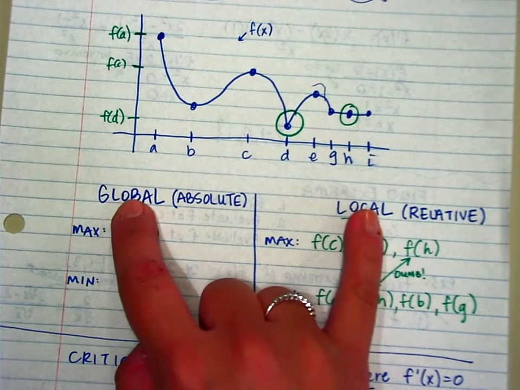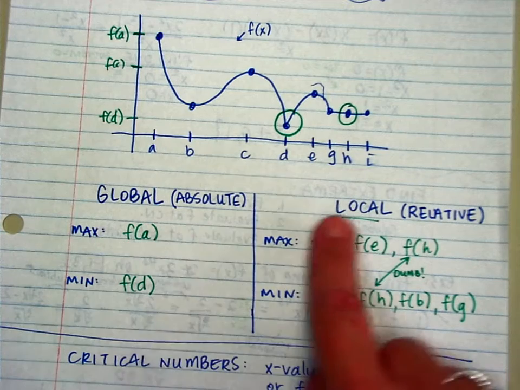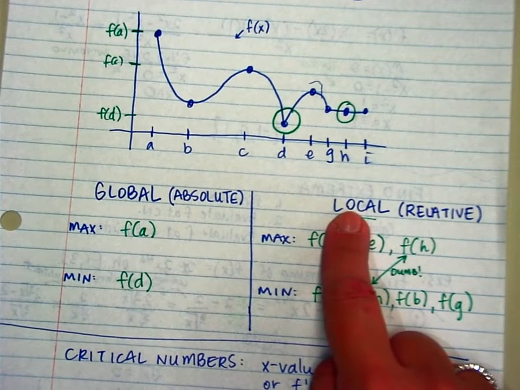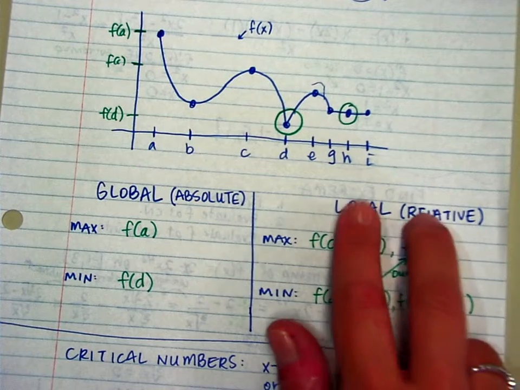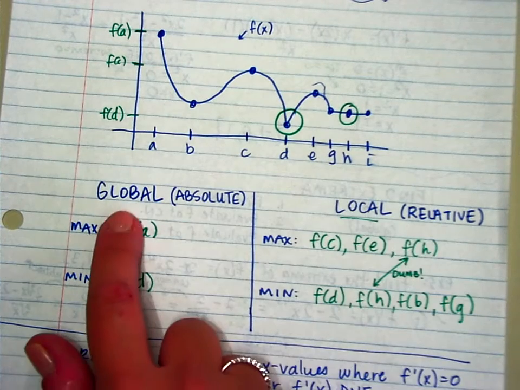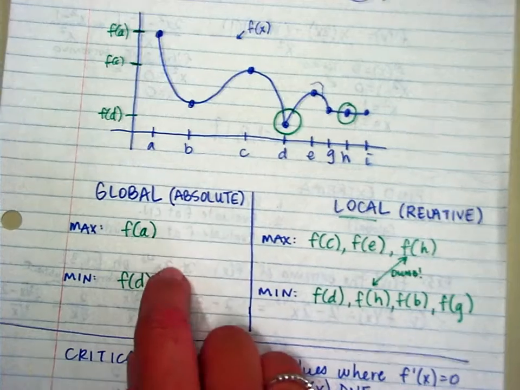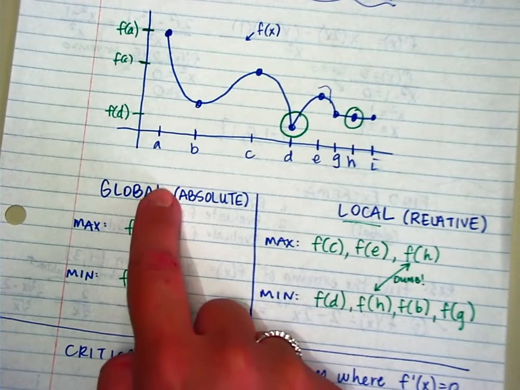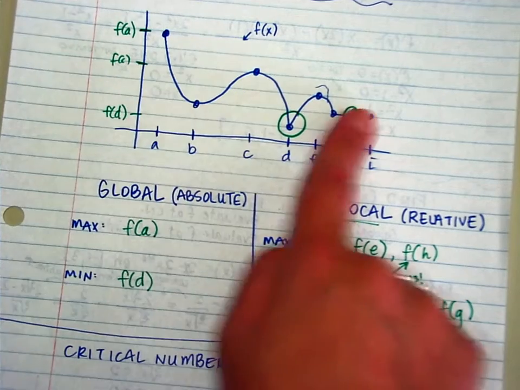Now global has a synonym, sometimes we call it absolute. Local extrema, which means the highs or the lows, also has a synonym, sometimes we use the word relative. So these two words are interchangeable here, and global and absolute are interchangeable with one another, but not within these two columns. The global, of course, means the biggest function, or the biggest y value that we see over the graph, over the interval that we have.